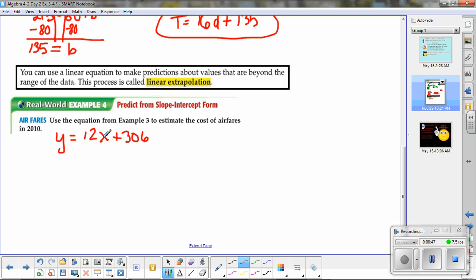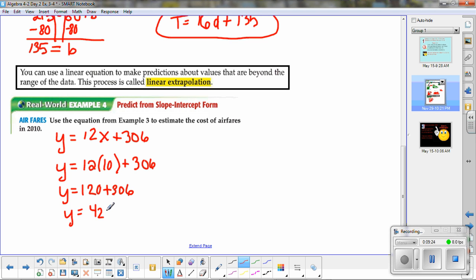So if we're talking 2010, we're going to put in 10 for x. So y is going to equal 12 times 10 years plus 306. So y is going to equal 120 plus 306. So y equals $426.